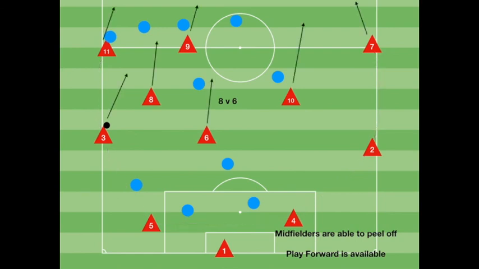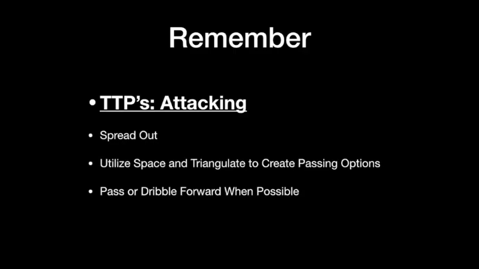So just remember, team tactical principles of attacking are to spread out, utilize space and triangulate, and pass or dribble forward when possible, especially if they are overcommitting.